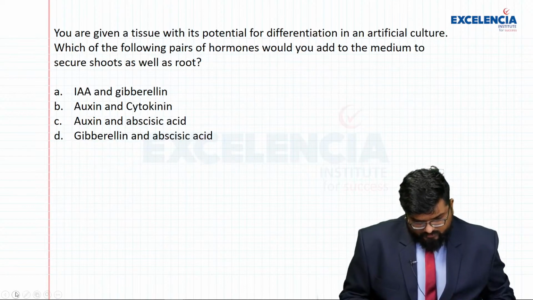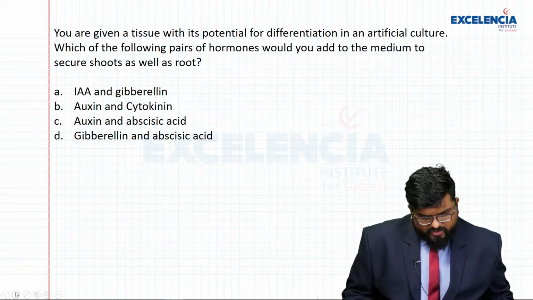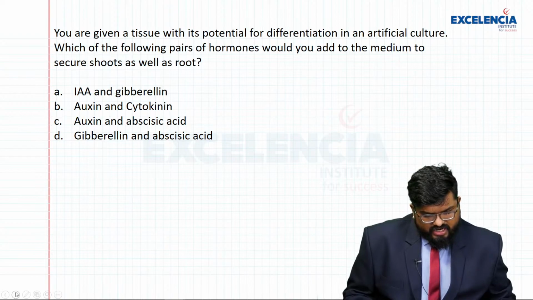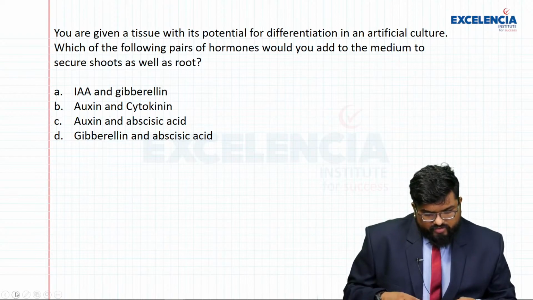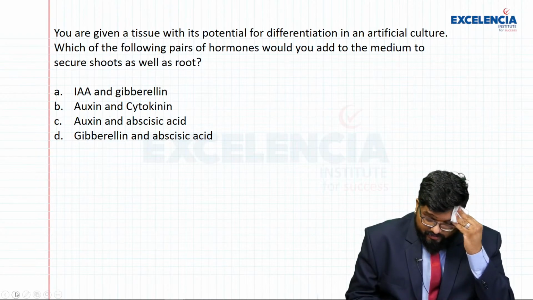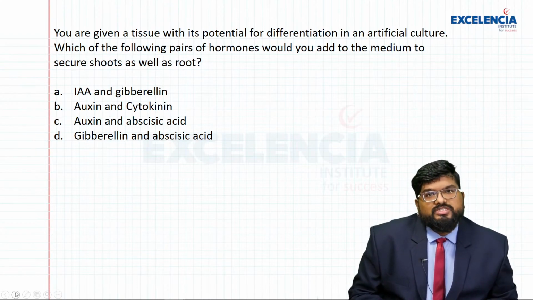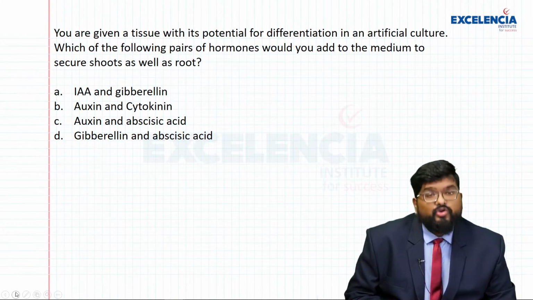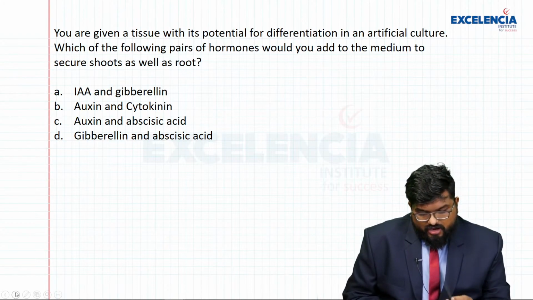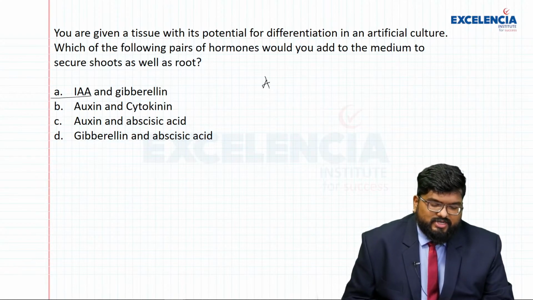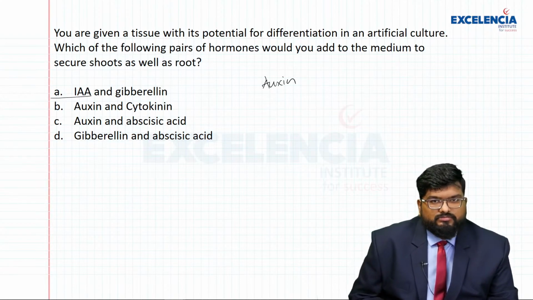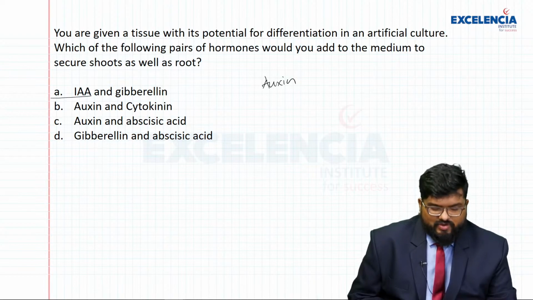Next, you are given a tissue with its potential for differentiation in an artificial culture. Which of the following pairs of hormones would you add to the medium to secure shoots as well as root? Yep. Now, indole acetic acid is what? It's an auxin, right? Indole 3-acetic acid is an auxin.